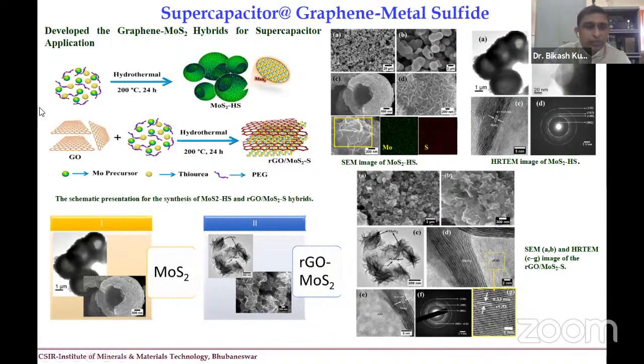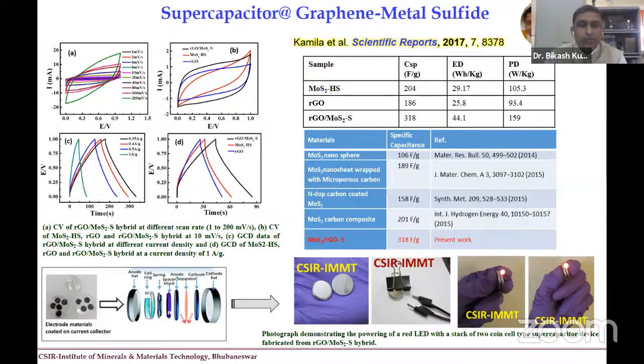But when we use graphene oxide and do the synthesis, we see that layers of MoS2 remain in between the graphene, and vice versa. Graphene remains in between the MoS2 so that the layers remain separated and the accessibility of the ions for the supercapacitor property increases. After successful synthesis and a lot of characterization, again we summarize the supercapacitance values.